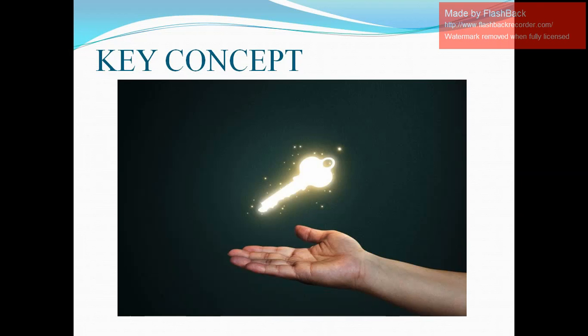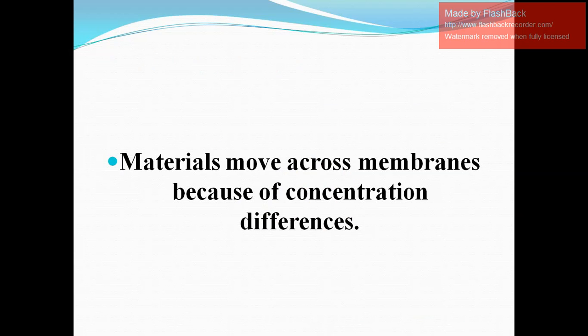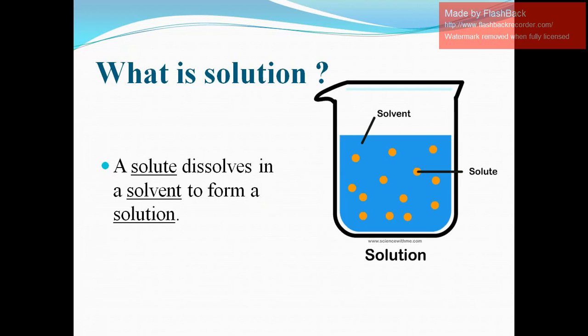Before we start the chapter absorption by roots, let us have some key concept first. The key concept here is that materials move across membranes because of concentration gradient, or we can also say materials move across membranes because of concentration differences.